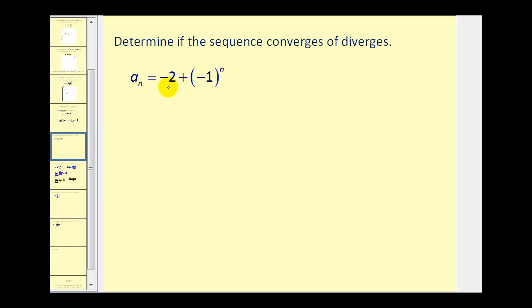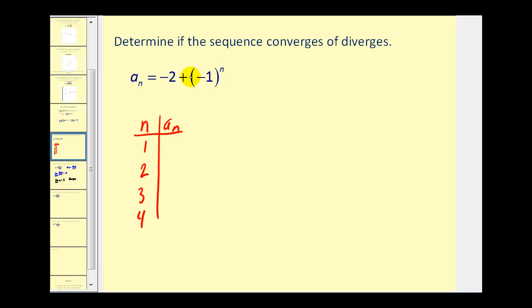Now we have a sub n is equal to negative 2 plus negative 1 to the power of n. On this one, we may not have to define a function where f sub n is going to equal a sub n, because if we take a look at these terms as n approaches infinity, notice this term here will alternate between positive 1 and negative 1. If the exponent is even, it'll be positive 1. If the exponent is odd, it'll be negative 1.